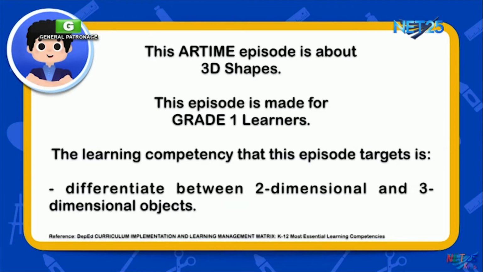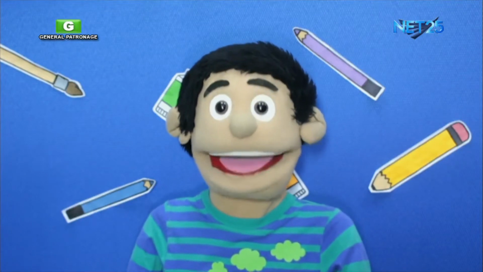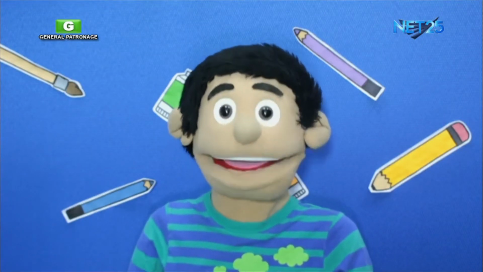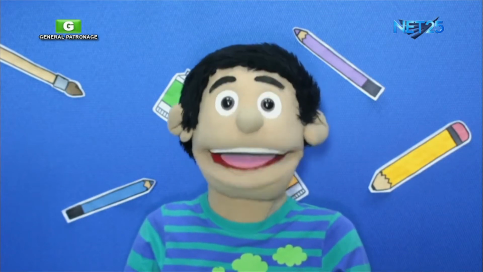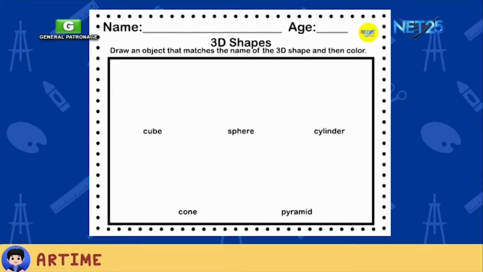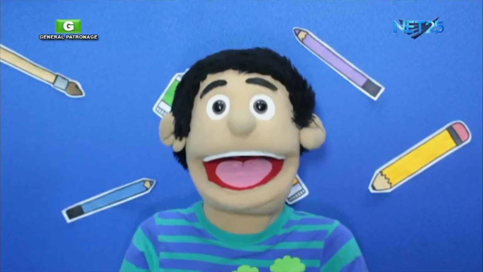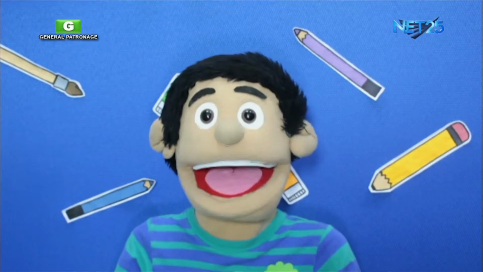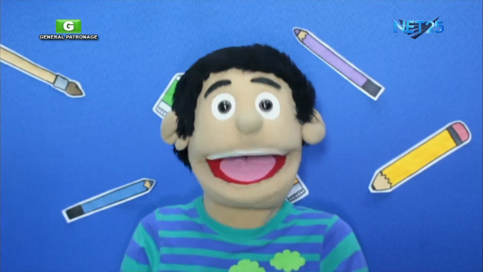This Art Time episode is about 3D shapes. This episode is made for grade 1 learners. Differentiate between two-dimensional and three-dimensional objects. Today, we are going to do another activity using a worksheet from Net25 Kids that my sister and I downloaded. So go ask your ate, kuya, mommy or daddy to help you download and print the worksheet. Visit Net25 Kids Facebook page to find the link where you can get the worksheet.